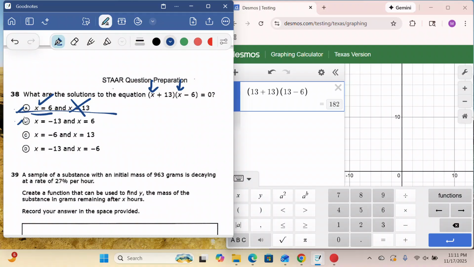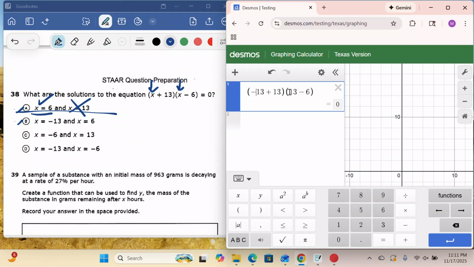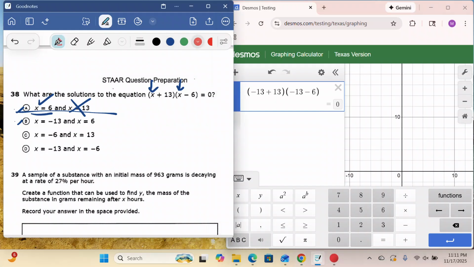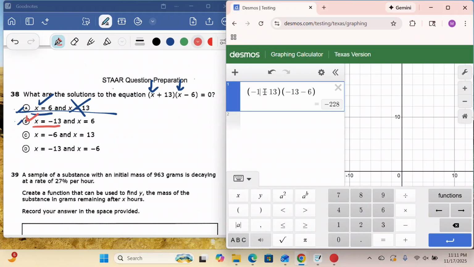So now I'm going to check the second one. In place of x, I'm going to just put negative 13. So I'm just going to change these to negatives. Change this one to negative. And it gives me 0. So I got the first one correct. But I want to check the second one, so in place of negative 13, all I'm going to do is put 6.